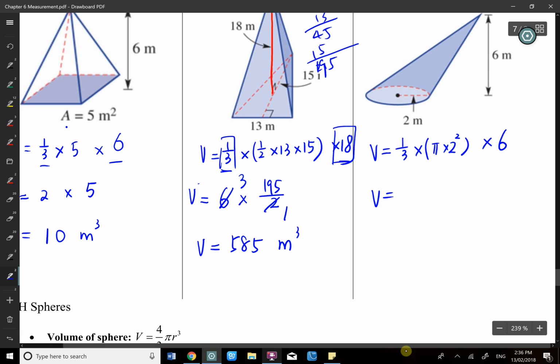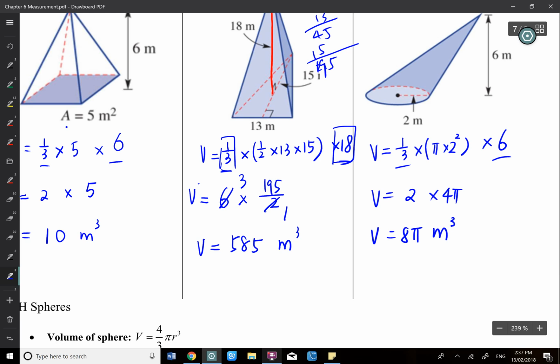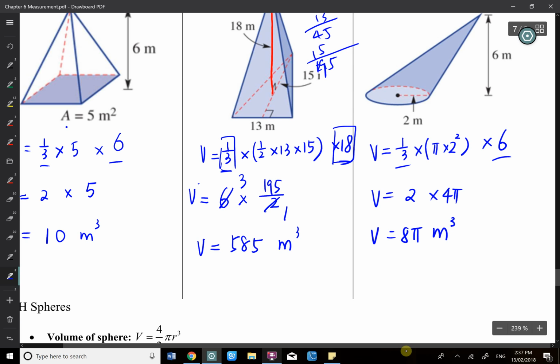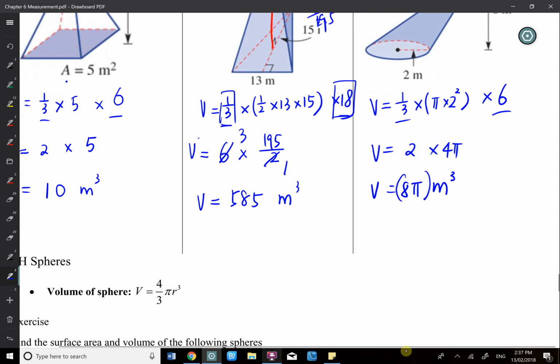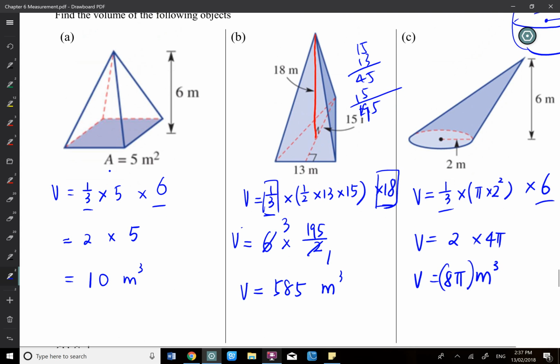So we have, well, those to get 2 times 4 pi, V equals 8 pi meter cubed. Again, you can't put pi into 3.14 because it's not asking about decimals. So you keep your answer in the exact form. Okay, so that is talking about the cone and pyramid. How do you find the volume of those shapes?